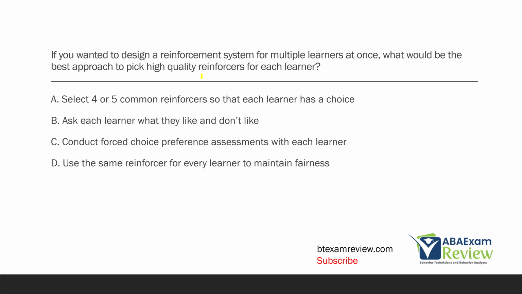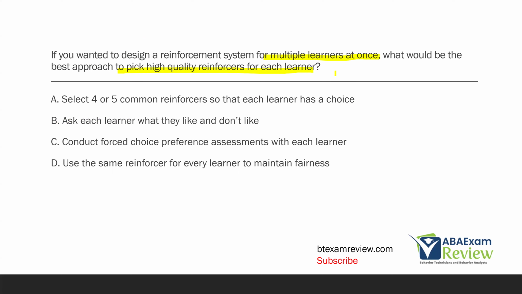If you wanted to design a reinforcement system for multiple learners at once, what would be the best approach to pick high-quality reinforcers for each learner? Let's think about this question. We want to pick high-quality reinforcers for every learner, and our reinforcement system is going to be for multiple learners at once. Now, for the RBT exam, you don't need to know about group contingencies specifically, but this would be essentially a group contingency where we're working with a group of students all at once.